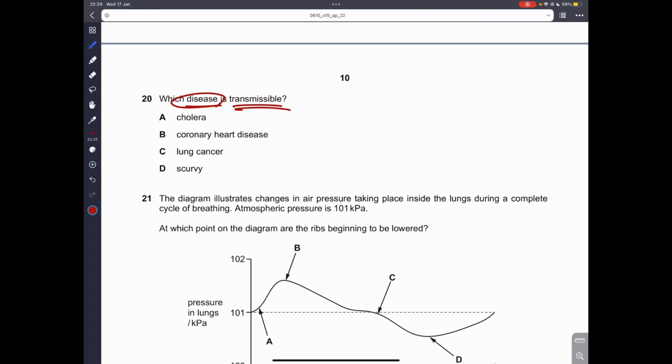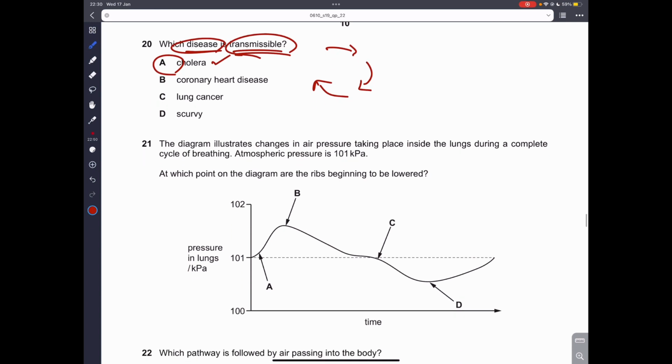Question 20. Which disease is transmissible? Now, transmissible means a disease that can be passed on to other people and organisms as well. This is called the cholera disease, because from the mosquito, it passes on to humans, and humans pass on to humans along each other as well. And there's an endless cycle of disease, so it's called cholera. Now, you cannot pass on lung cancer, coronary heart disease, or scurvy in any way, because these are deficiency.